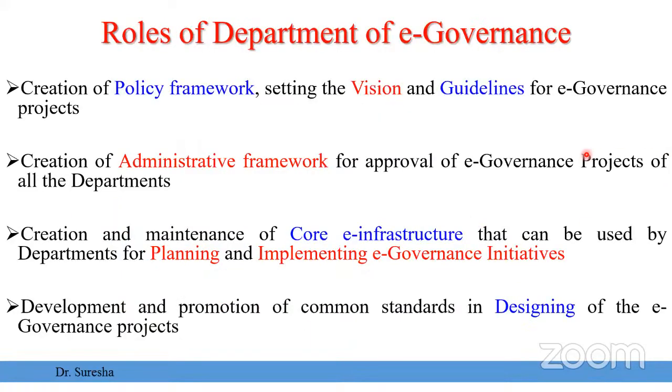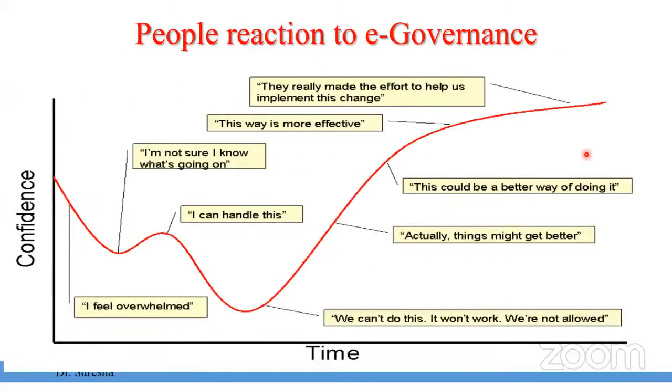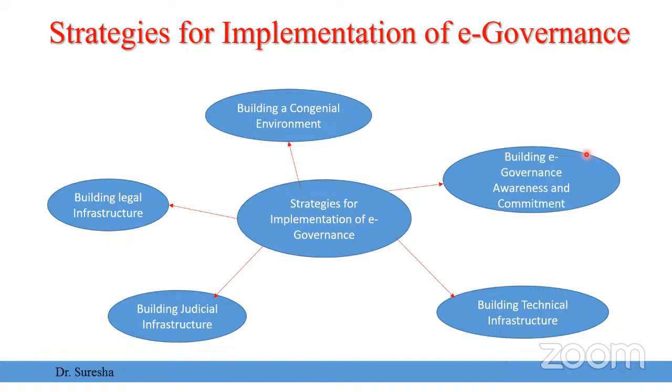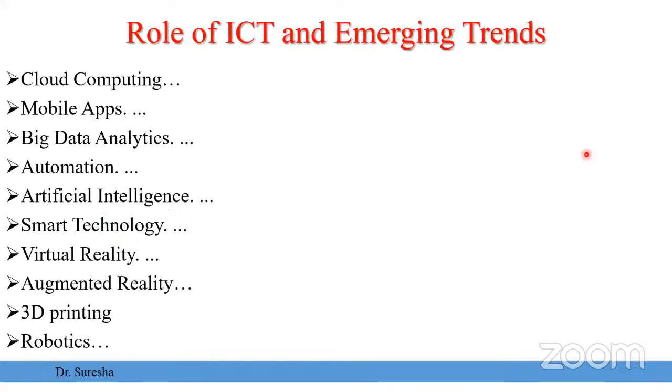So roles of the department, each department is having their own responsibility. Based on that, we can see that. There's a graph, you can see that. It's a risk profile. Strategies of implementation of e-governance.